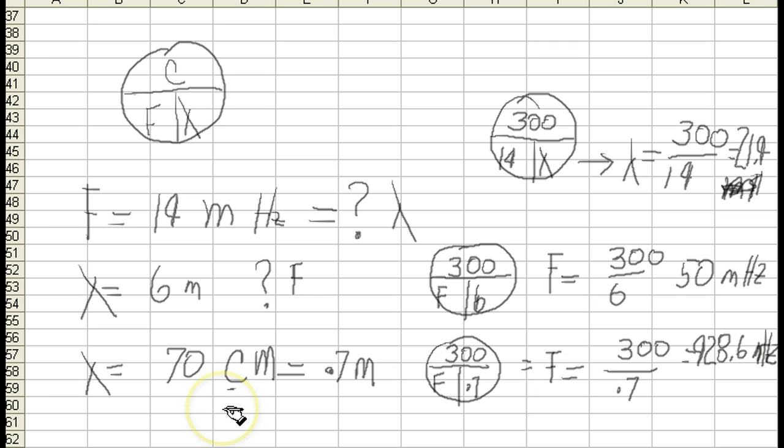All right. I believe this is a concept that you guys can understand, but you got to practice it.